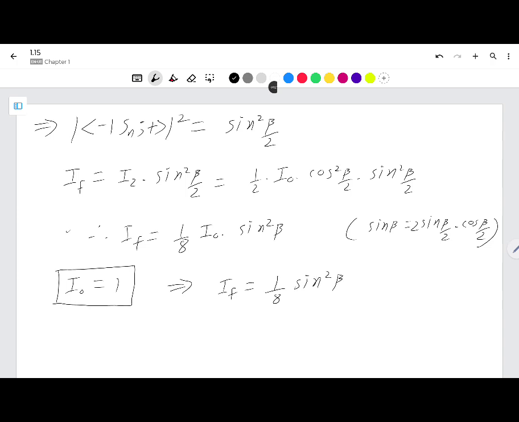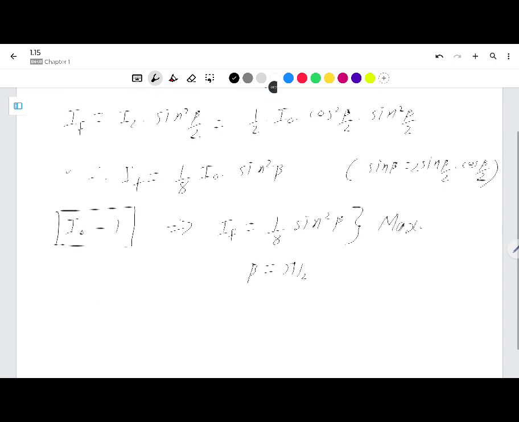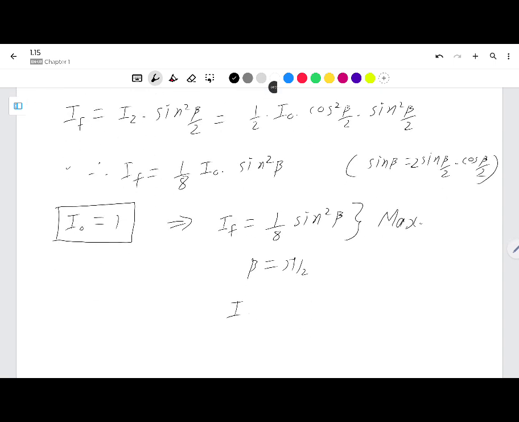And for this to be maximum, beta should be pi by 2. So the final intensity is 1/8 the maximum possible intensity.